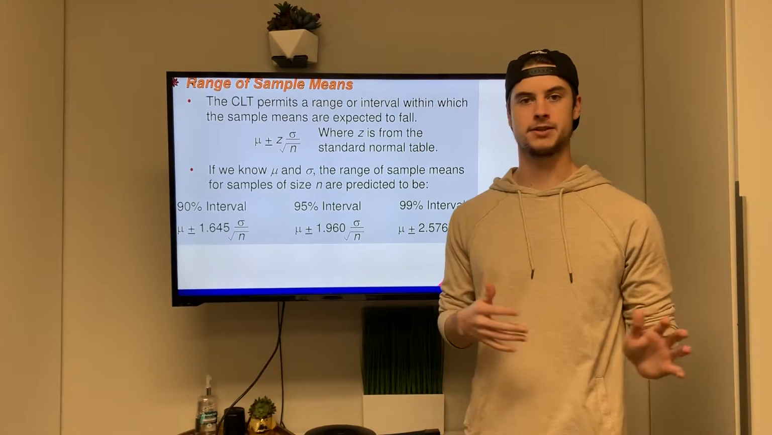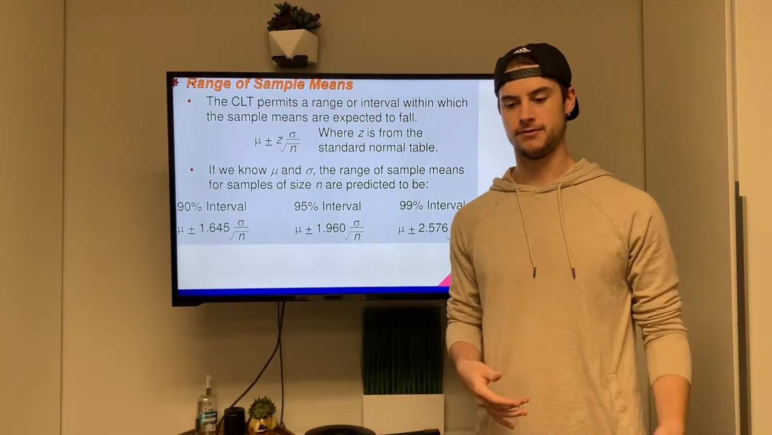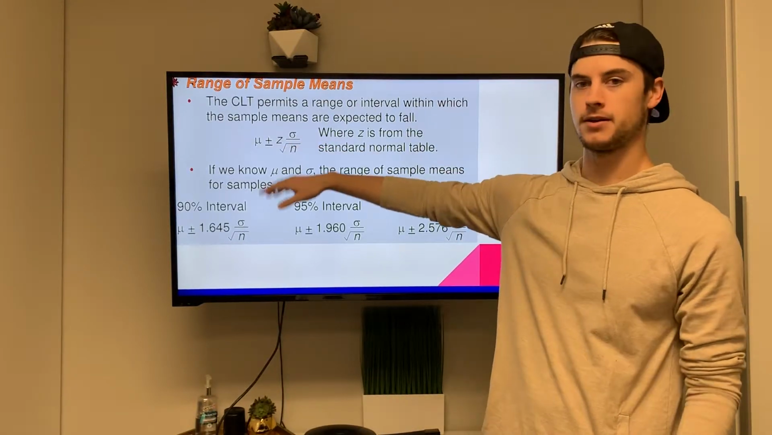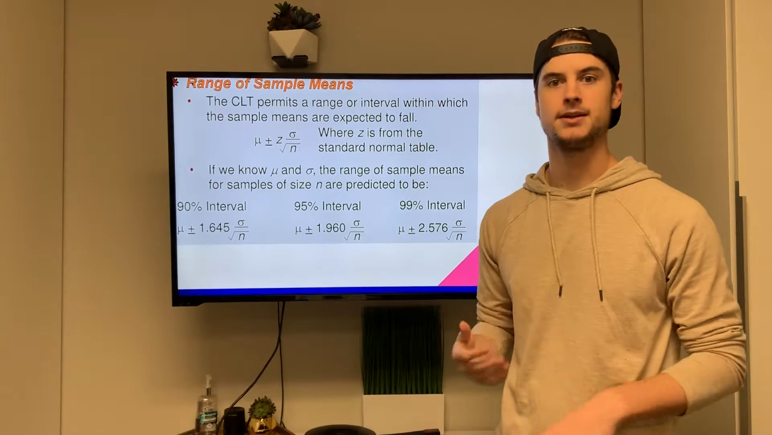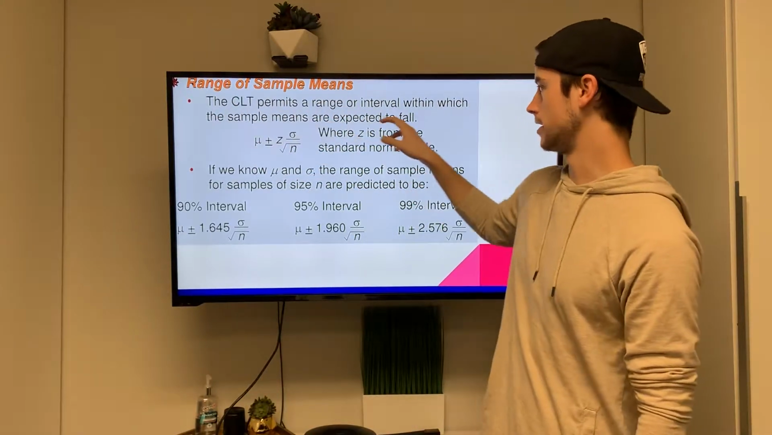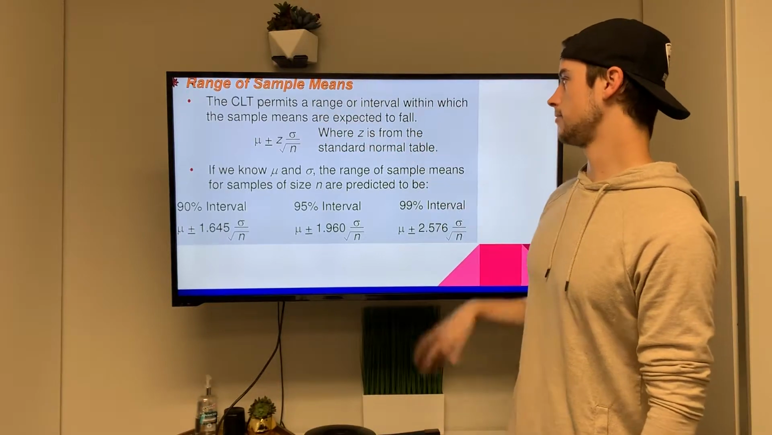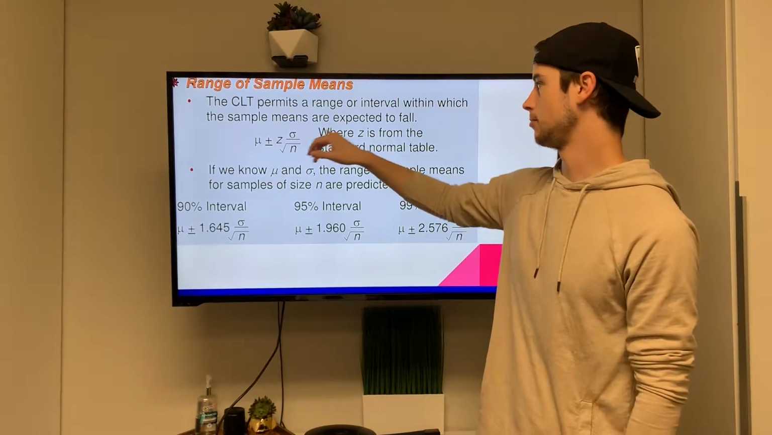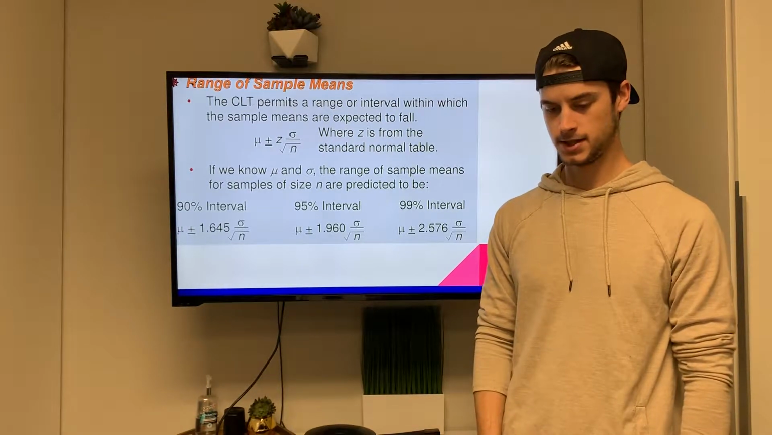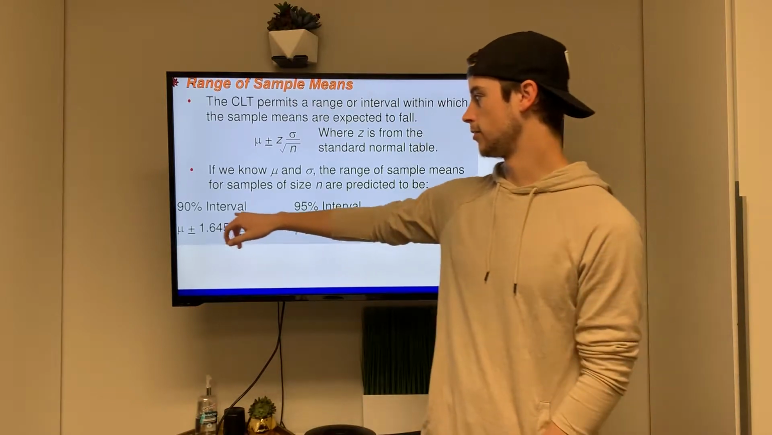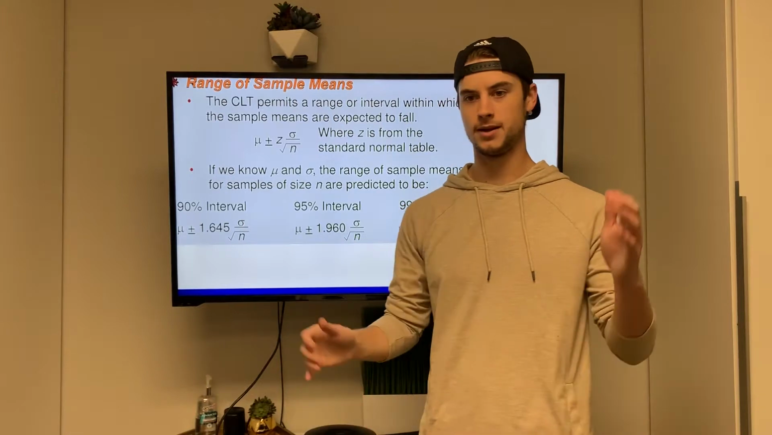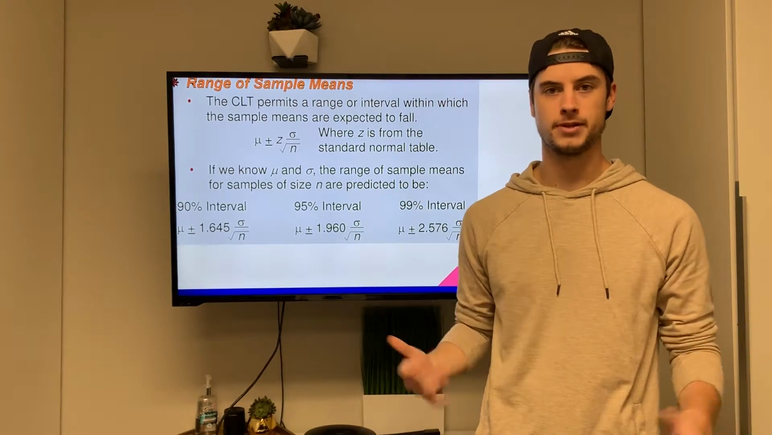So anyway, that's just a couple applications of sample distributions, but in this one, we're going to talk about, again, all coming back to the CLT, or the central limit theorem. We can have a range of sample means, right? So it permits a range, or an interval within which the sample means are expected to fall. Again, I can say with 90% certainty that our sample means will fall in between this number and this number, basically what it means, right?